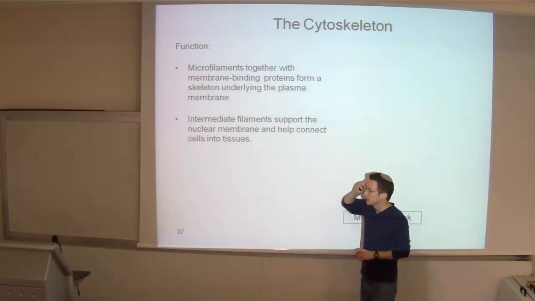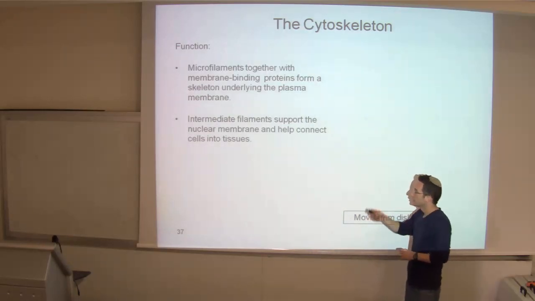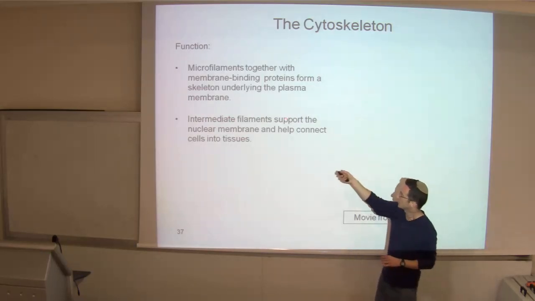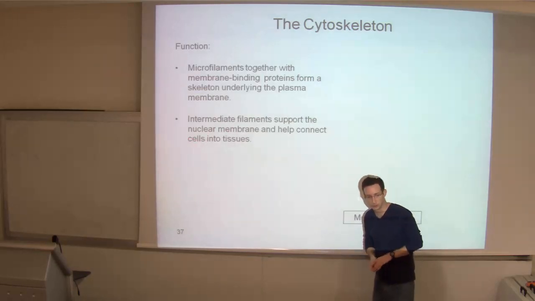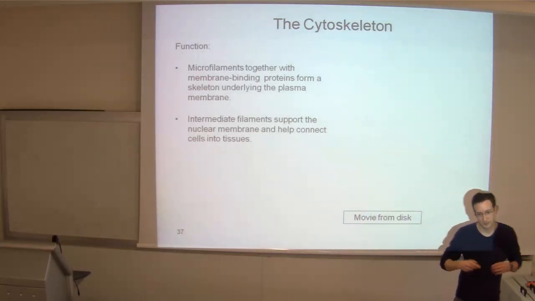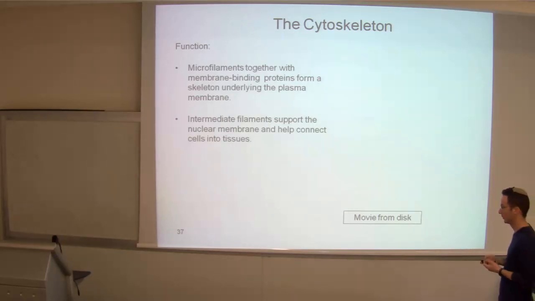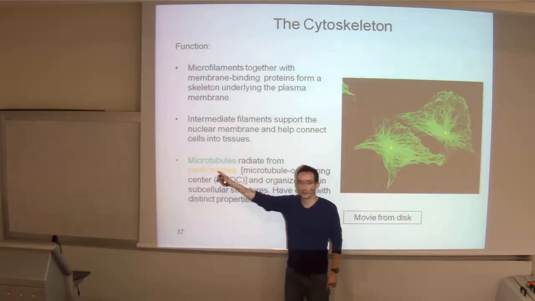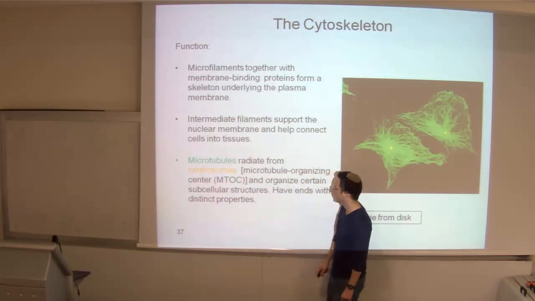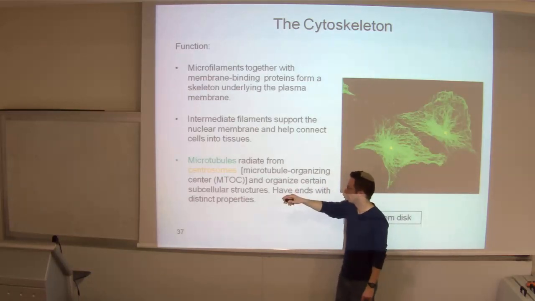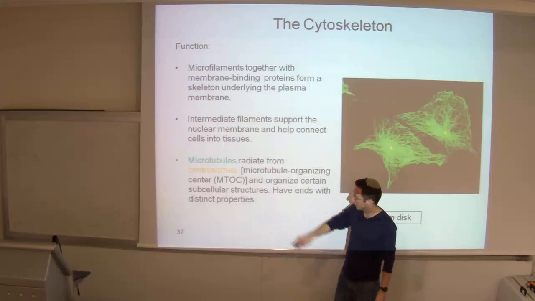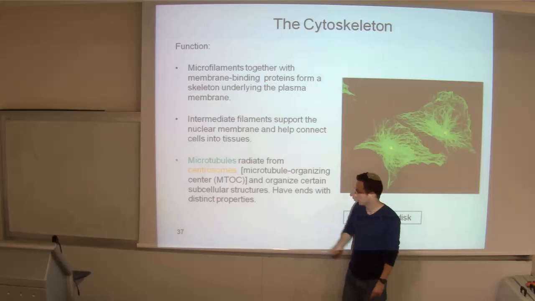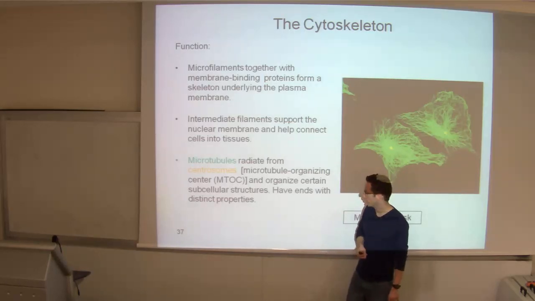The intermediate filaments, the diverse family of proteins, support the nuclear membrane inside the cell, inside the cytosol, and from the outside they help connect cells into tissues. So they have a principal role in cell adhesion. And microtubules radiate from a protein complex called the centrosome, and together they are called the microtubule organizing center, MTOC. And upon them, several subcellular structures and organelles are arranged.